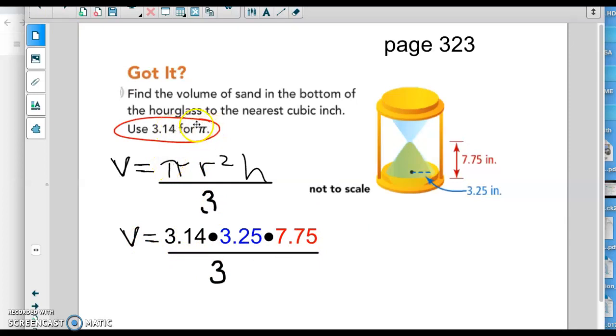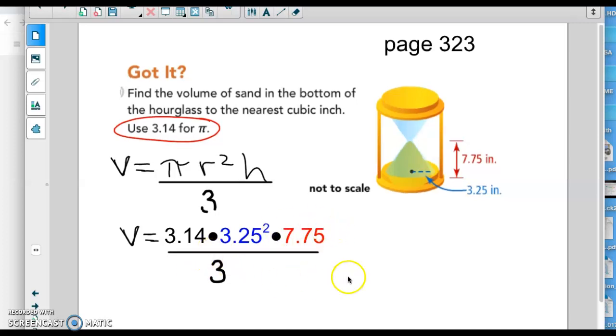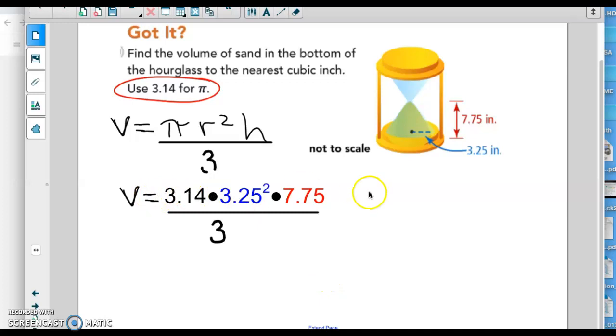So now pi is 3.14, and I even color coded it for you. The radius is blue over there in the problem, so I made the radius blue here. Forgot to square it. Now we're back. And then the height is 7.75 and red, so I made it red here. So again, I'm going to just put this whole thing into my calculator.